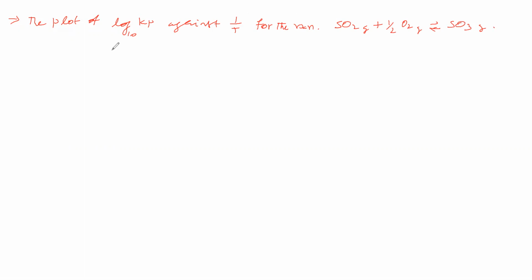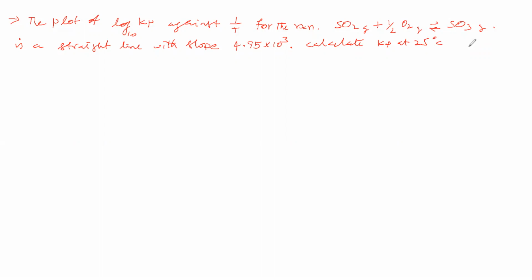is a straight line with a slope of 4.95 into 10 power 3. Calculate Kp at 25 degrees Celsius.